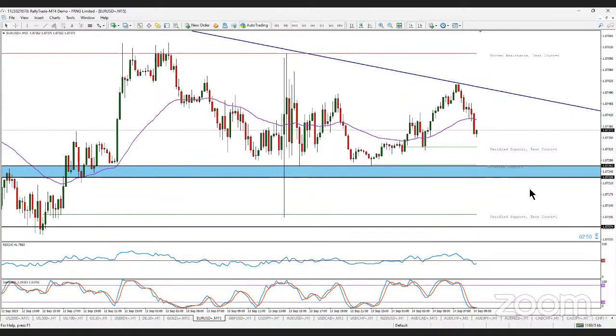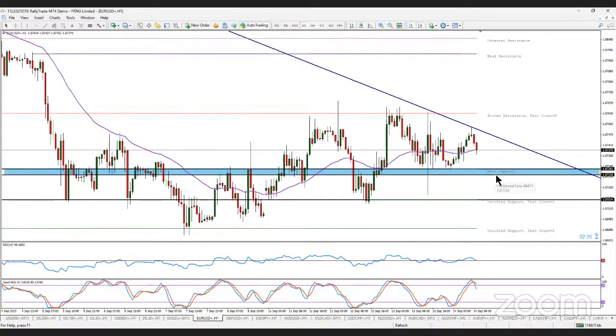This particular candle is going to end in the next 2 minutes. So I'm still expecting price to go down, at least to this verified support, probably all the way down to this untested support. But if you want to really go in for that sell comfortably, you want to go in for that sell at 1.07226 and take your profit at 1.07074.